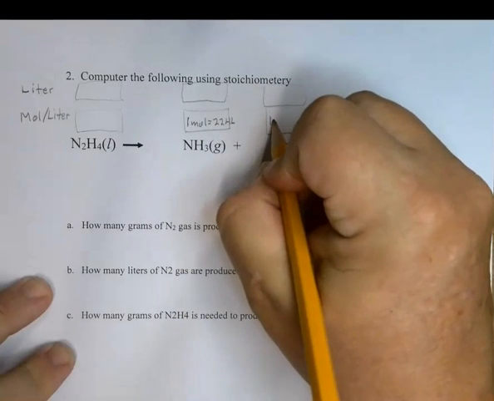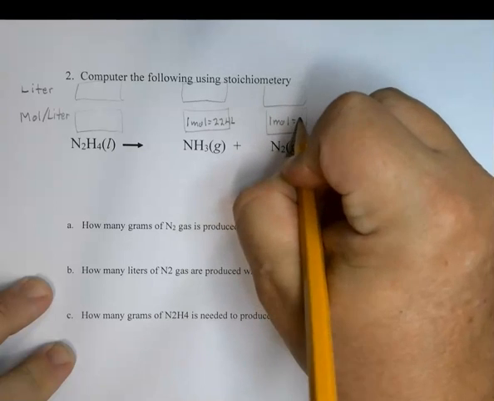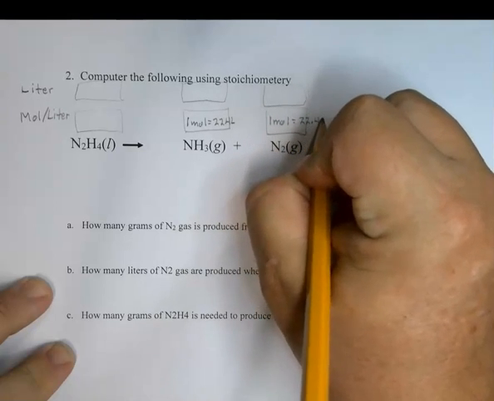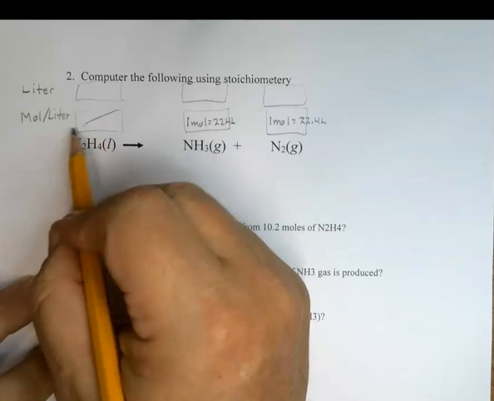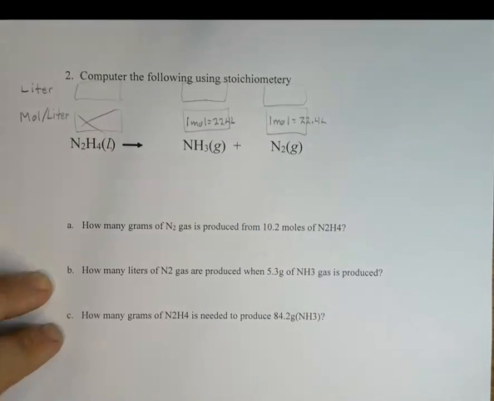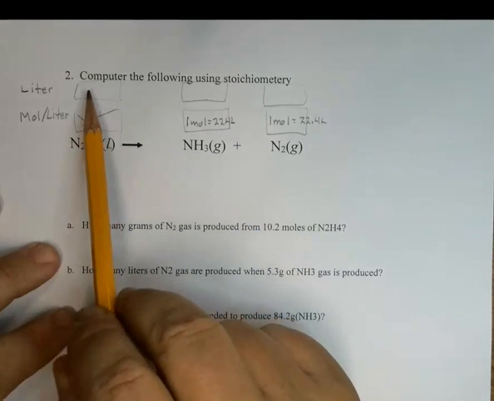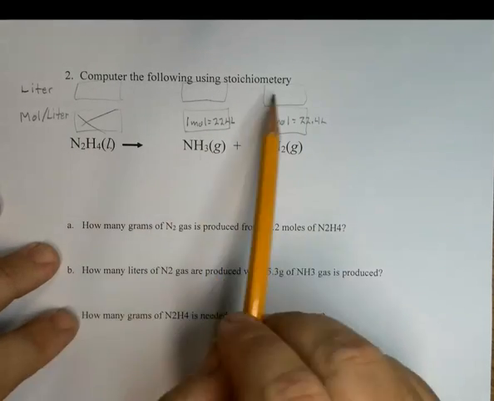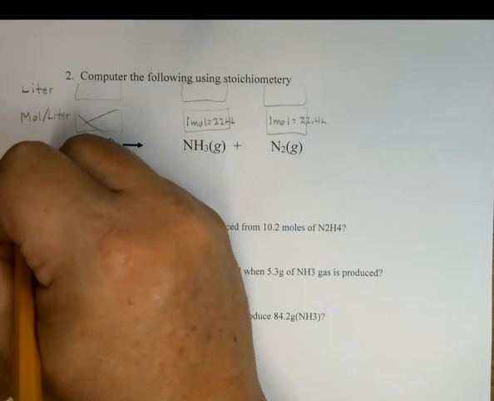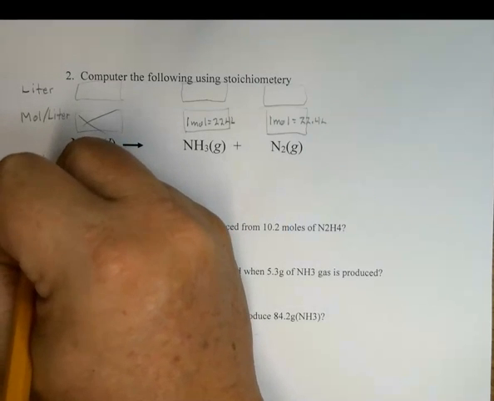and 1 mole equals 22.4 liters. Okay, I'm not going to write it here because this is a liquid. It doesn't apply to that. So whatever number of liters either I want to start with or I need to find would go in these boxes up here. Down here is moles.